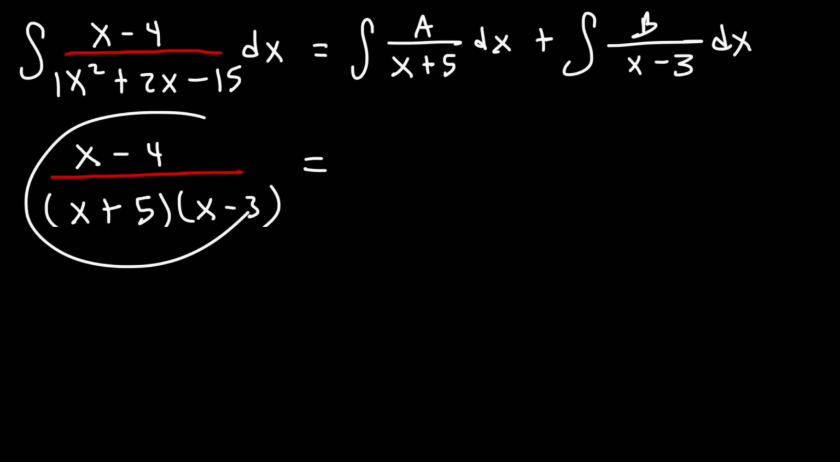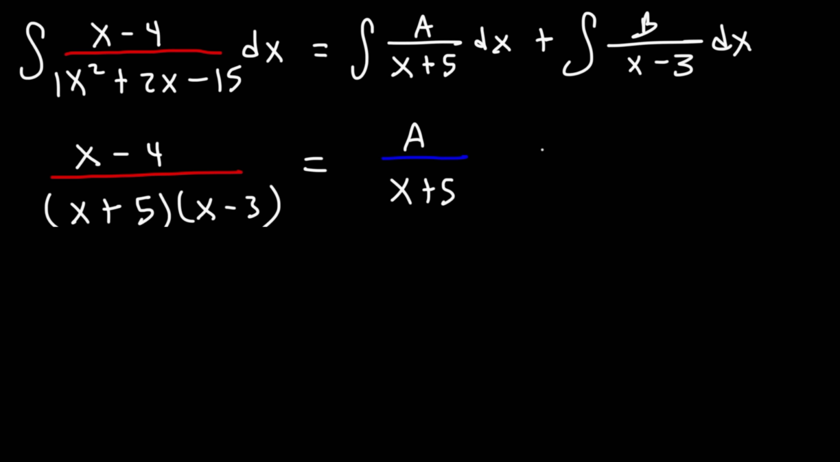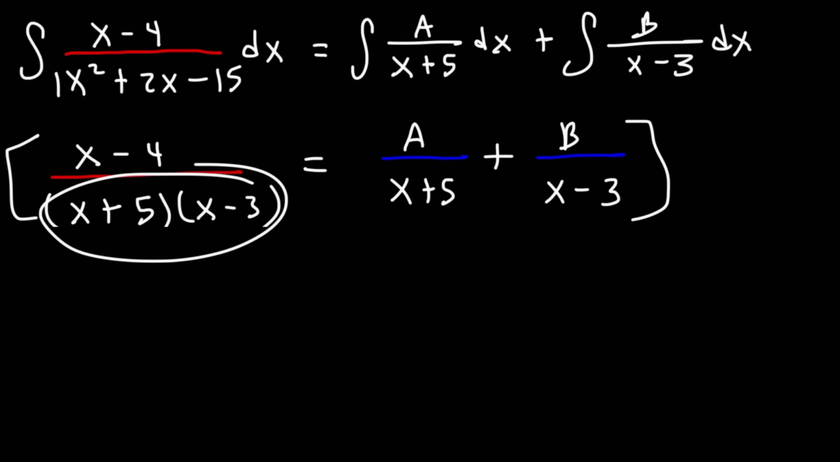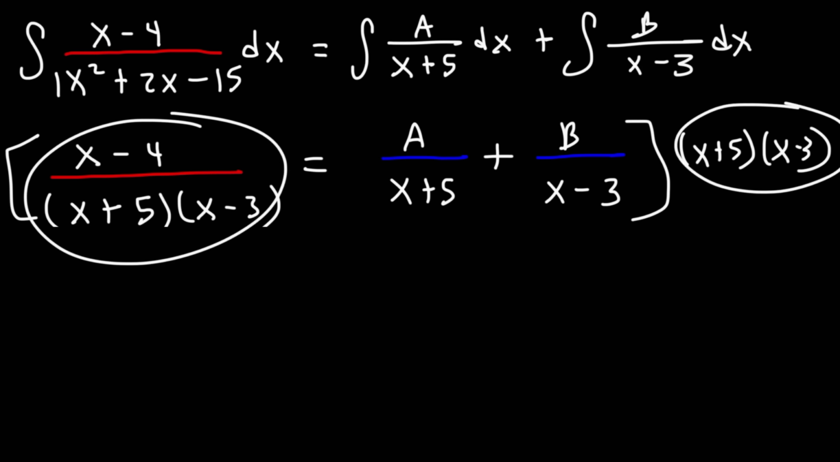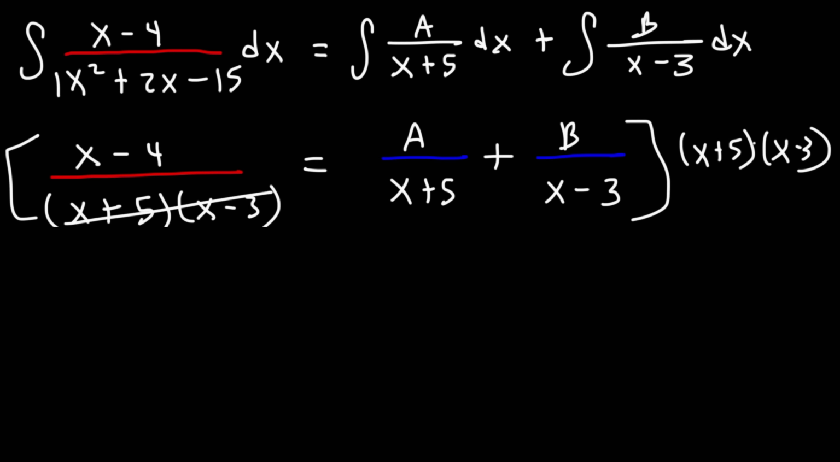So let's set this fraction equal to the two fractions that we have on the right, just without the integral symbol. So this is going to be a over x plus 5, and then plus b over x minus 3. And just like before, we're going to multiply everything by those two factors. So multiplying this fraction by x plus 5 times x minus 3, these will cancel, and we're going to get x minus 4 on the left side of the equation.